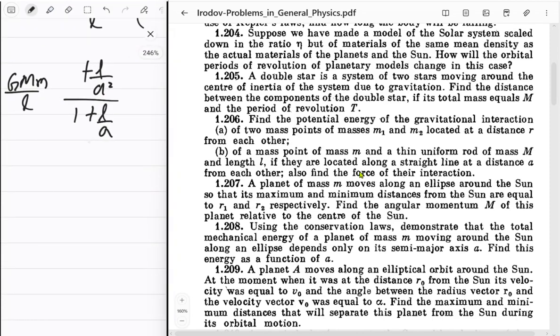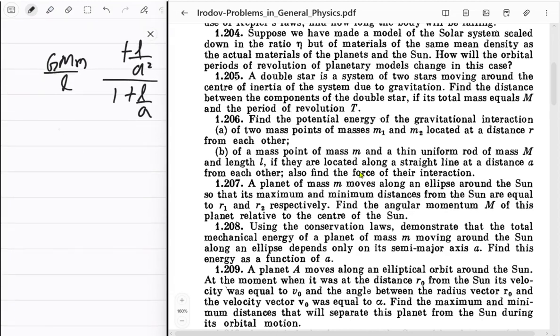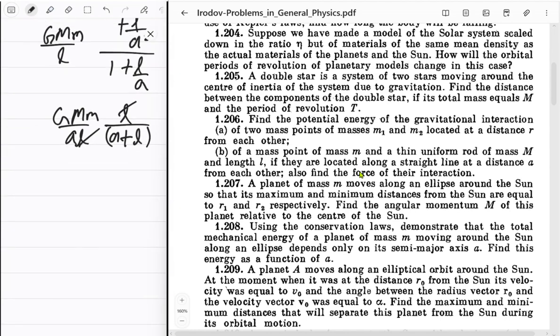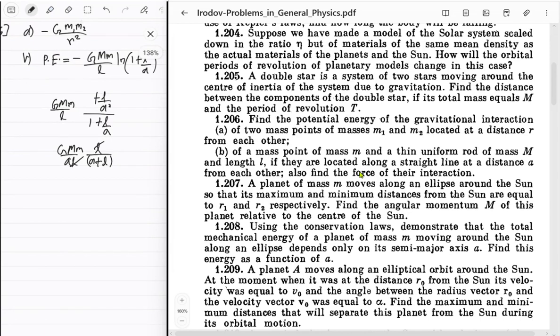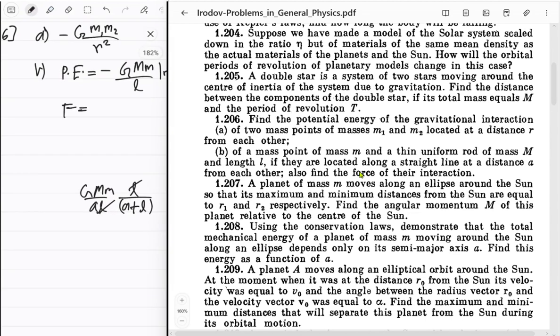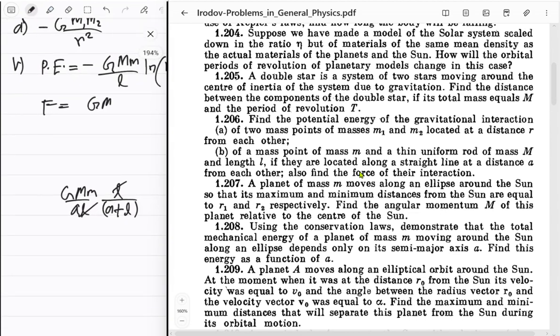It is going to be GMM upon L. Take that A down. So you got this thing, then you got L upon A plus L. That should work. This cancels. So GMM upon A times A plus L. That's the force, equal to GMM upon A times A plus L.